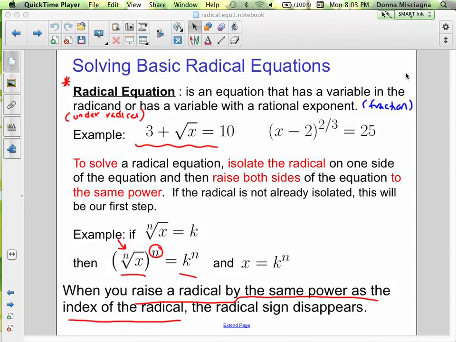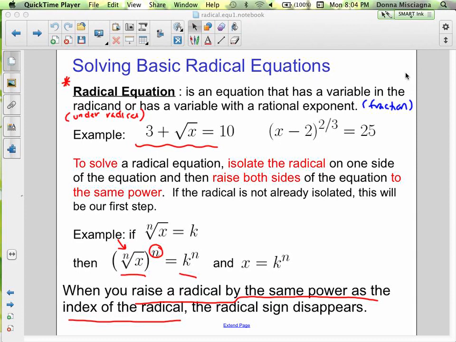Welcome. So now we're going to be solving radical functions, radical equations. A radical equation is an equation that has a variable in the radicand or has a variable with a rational exponent. A rational exponent is a fraction. Okay? And we'll learn how to solve those too. All right, so radicand just means under the radical. Rational exponent's a fraction.